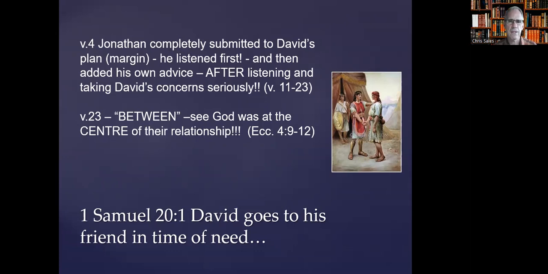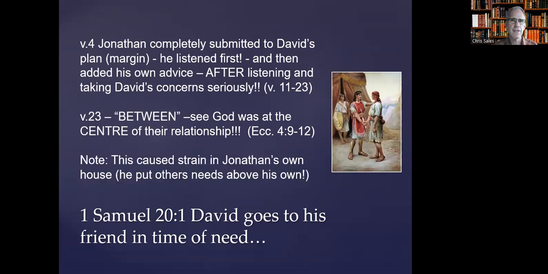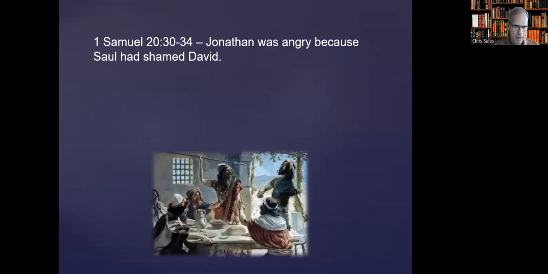And so, unfortunately, they had to depart. And despite the fact that it caused strain in Jonathan's own house, he put others' needs above his own. He went along with David's plan here. And he did so despite the fact that it was going to be a very difficult time for him with his father, and he was going to have to see the wrath of his father upon himself. And we find out that's exactly what happened.